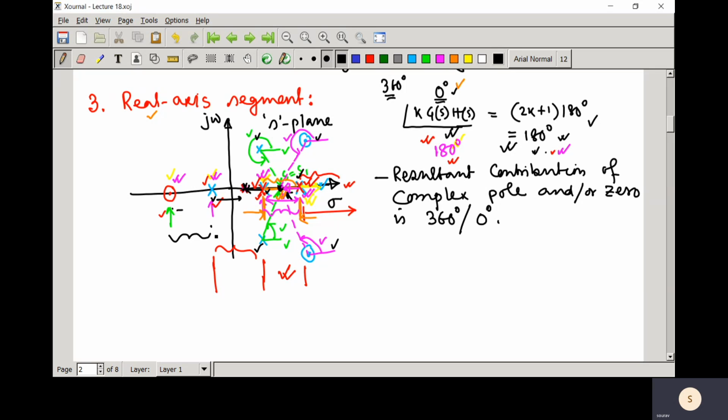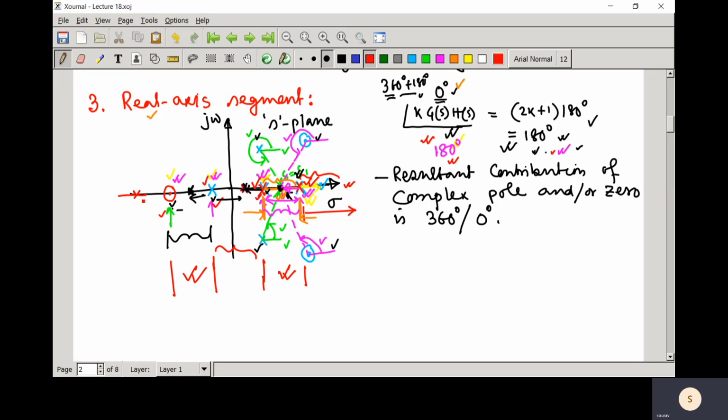Similarly, if you look at this particular segment, and there is a point here, then for this one it is 180 degree, for this one it is 0 degree, and for this one it is 180 degree. That means 360 degree, plus for this one 180 degree. That means it satisfies this particular condition. So interestingly, we have seen that this particular segment again belongs to the root locus.